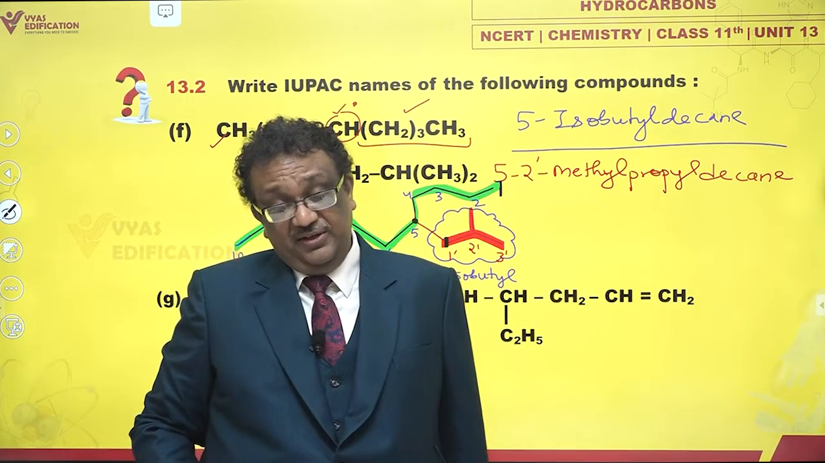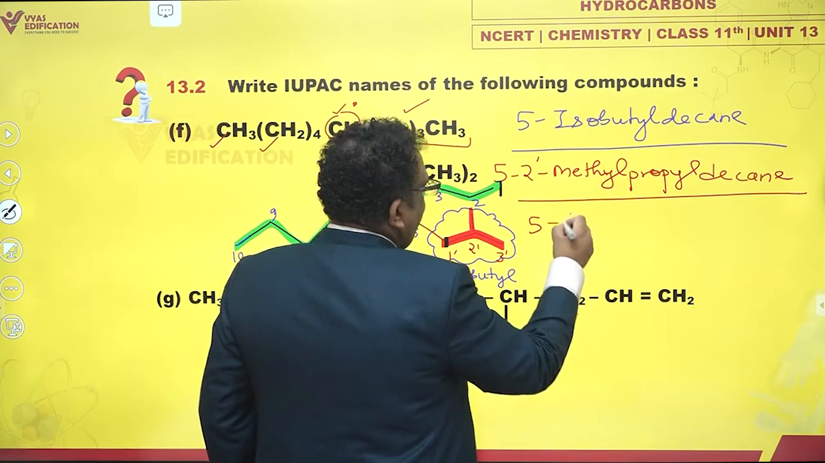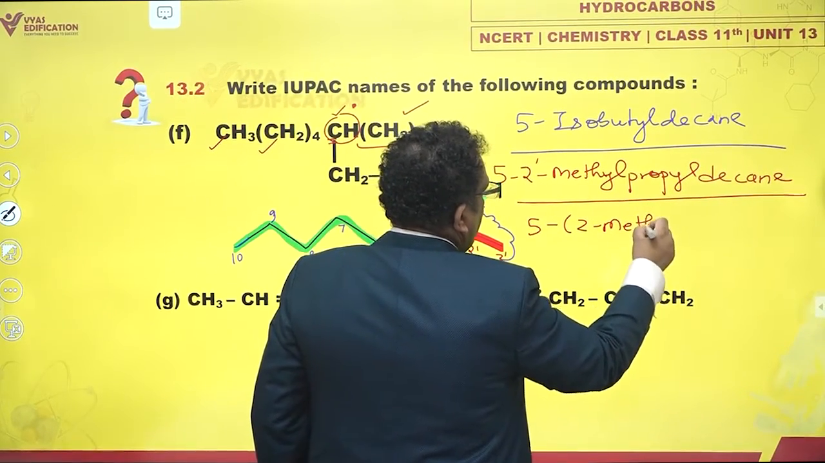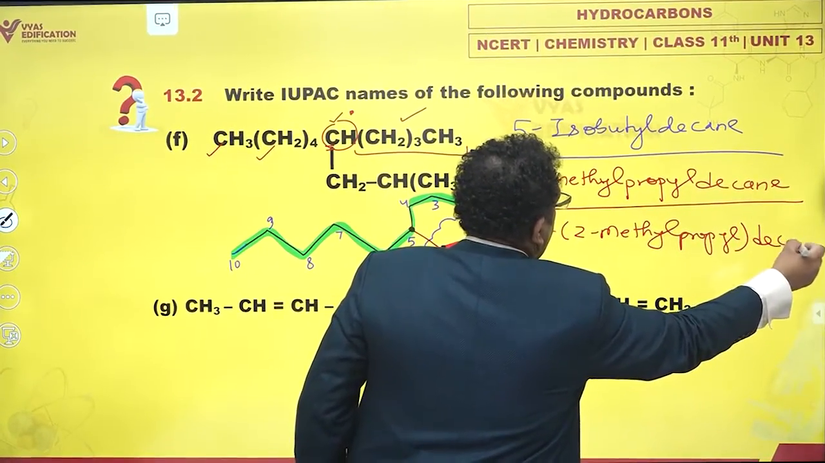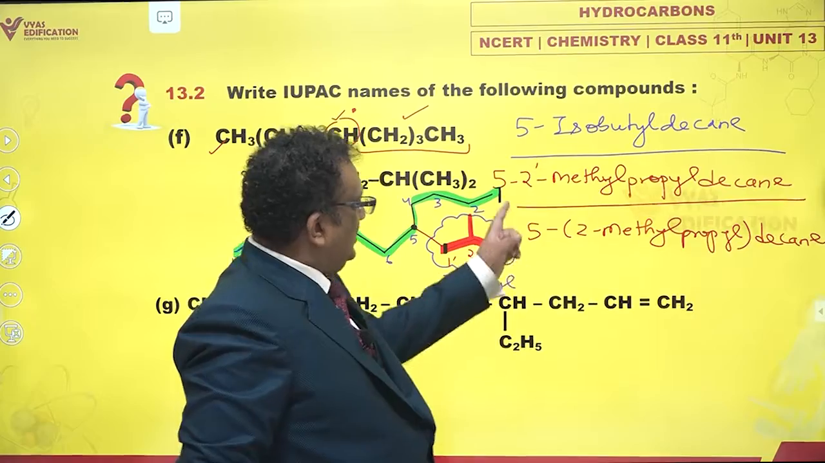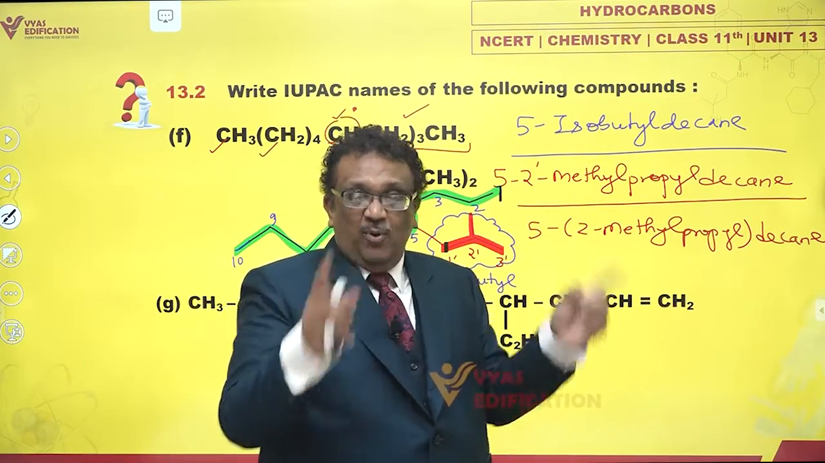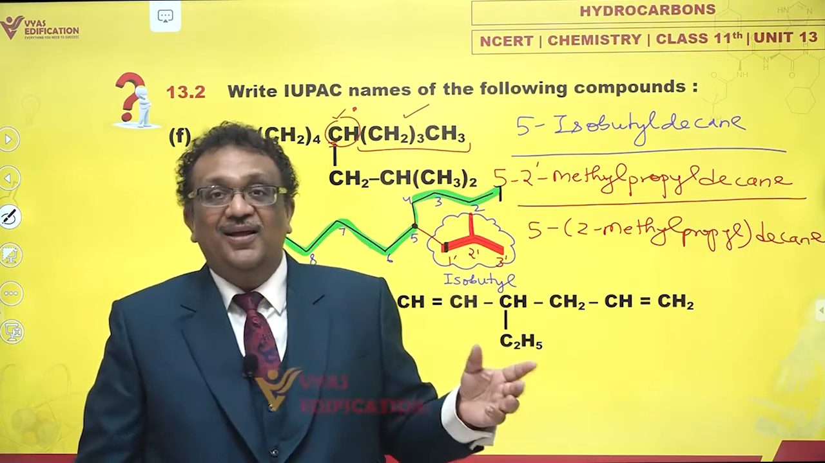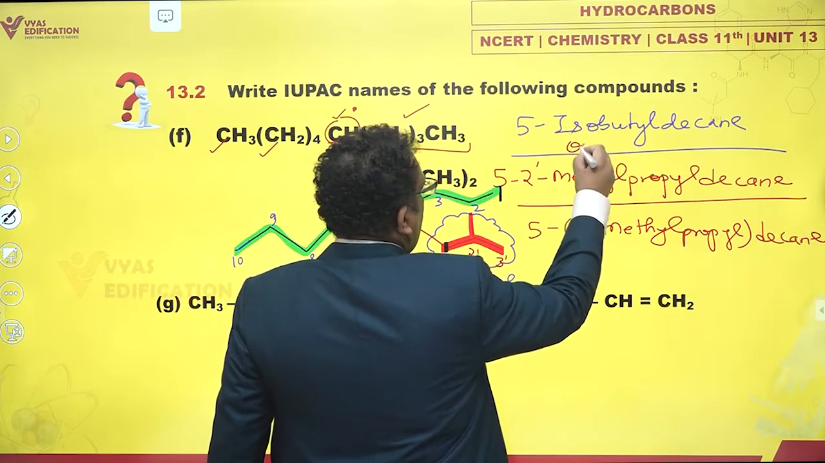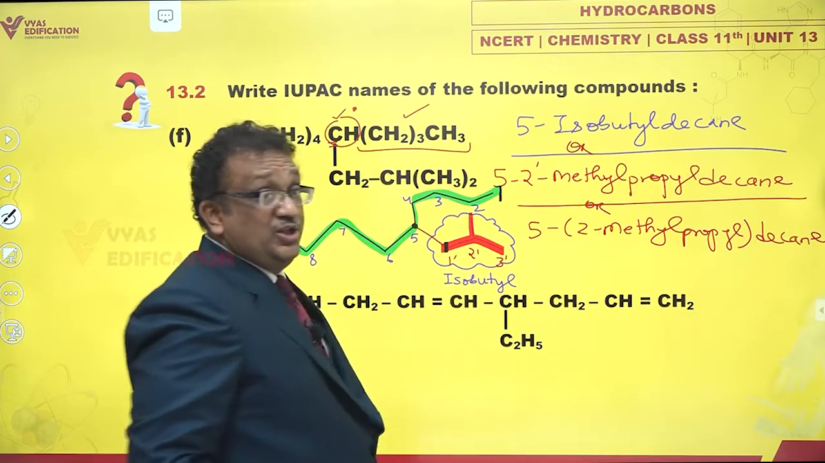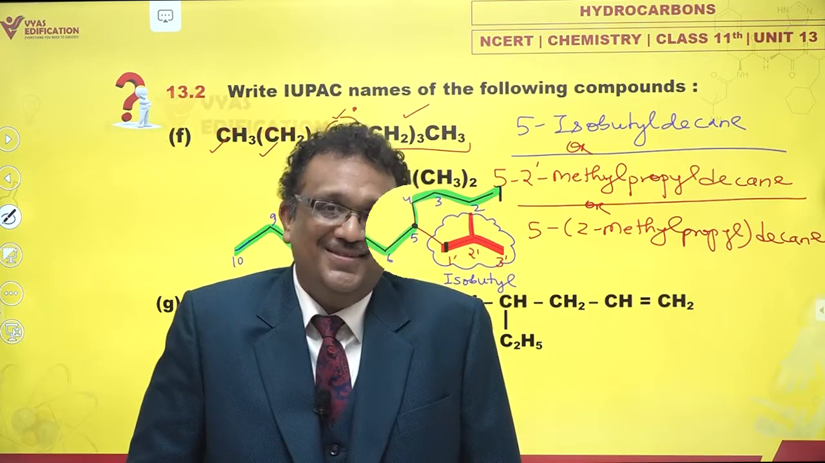I don't like dashes. If you say, then there is a third offering also by IUPAC. They say you can put this in bracket: 5 (2 methyl propyl) decane. If you are enclosing the side chain in a bracket, then you don't have to use dashes. The moment you are numbering within brackets, it means that it is the numbering of side chain. So 1 or 2 or 3, each of them is the correct IUPAC name. Don't you forget.